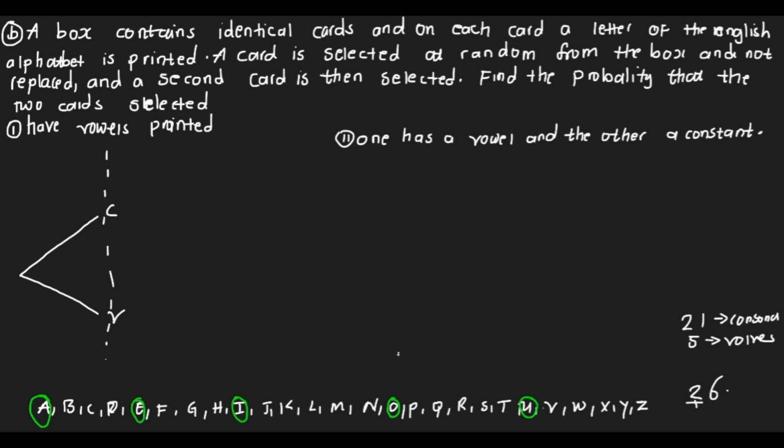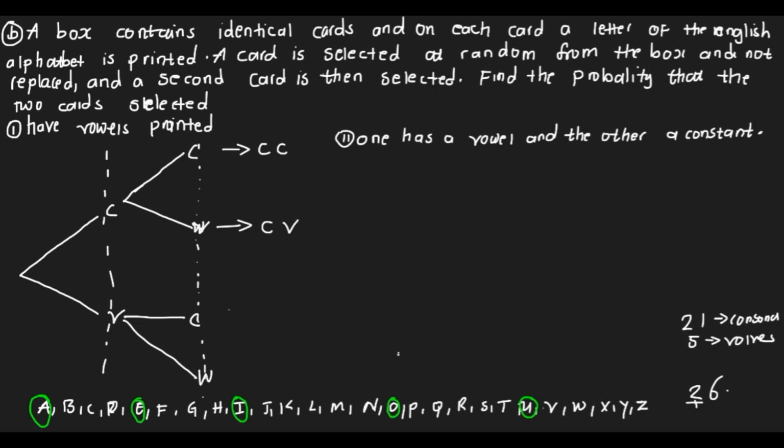So this is our first pick, the first card. Then since we are told two were selected, we are going to have a second pick. So we have consonant, vowel, consonant, vowel. The possible outcomes here are consonant-consonant, consonant-vowel, vowel-consonant, vowel-vowel.